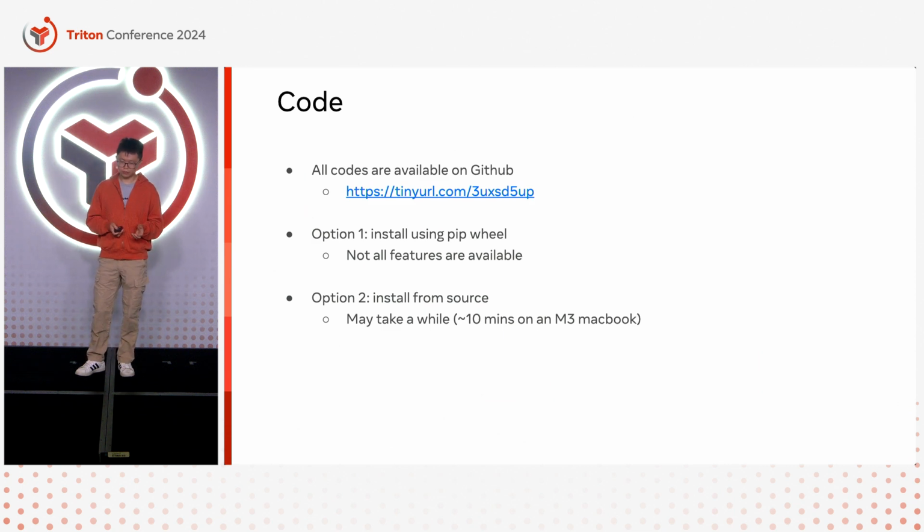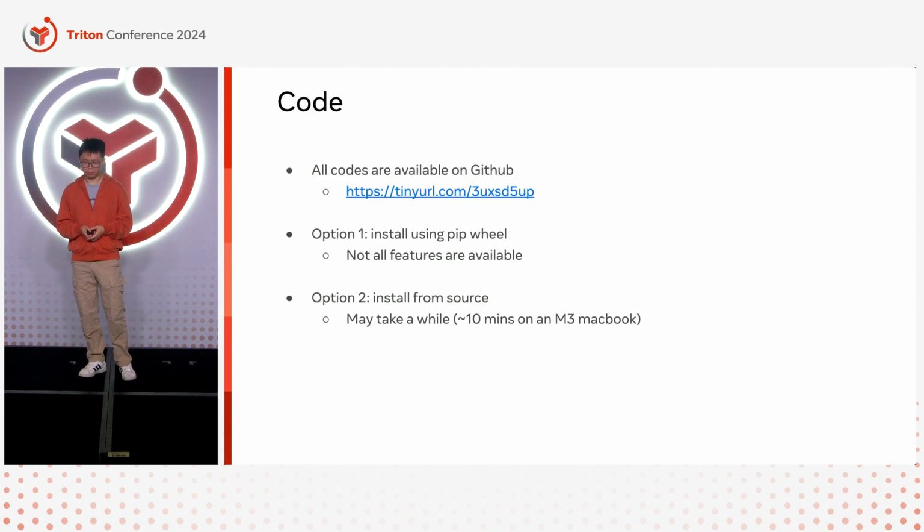There are two options to install Triton if you want to experiment with it locally. You can install it using pip wheel. It's convenient. However, not all features are available. Instead, you can also install Triton from source, building everything from scratch. But it may take a while. For example, it took about 10 minutes on my M3 MacBook. Besides, sometimes if you don't have a good network connection, it could take even longer because we need to download a build of LLVM.